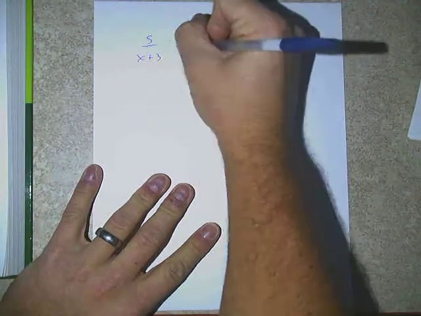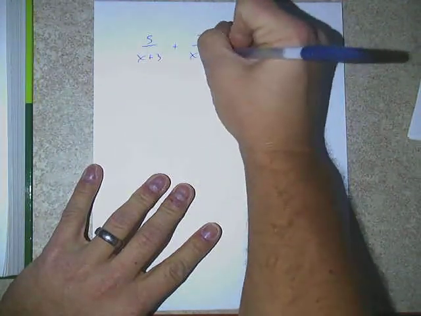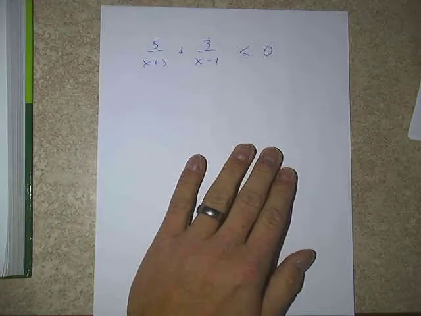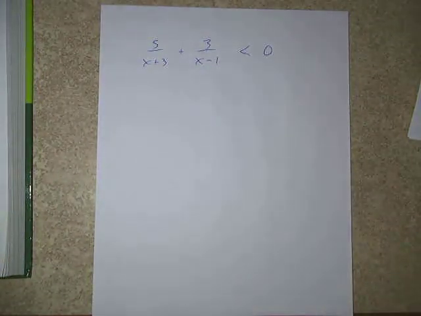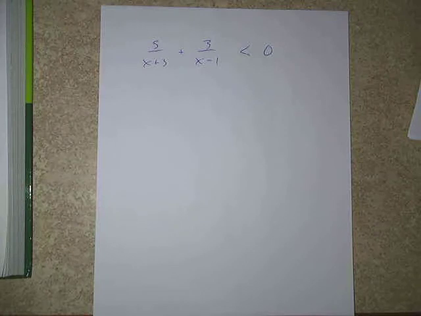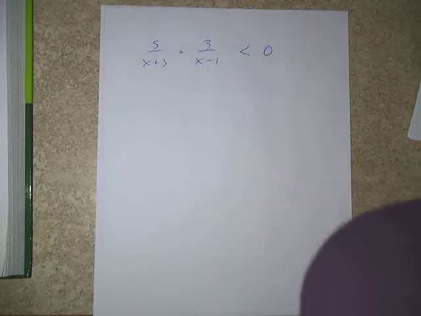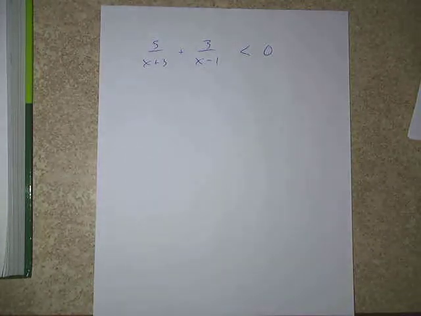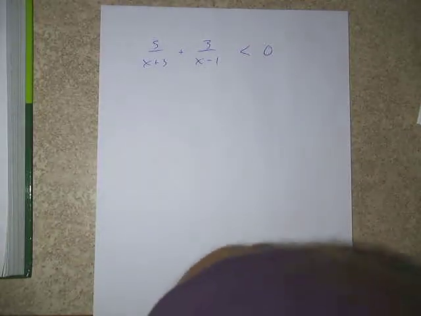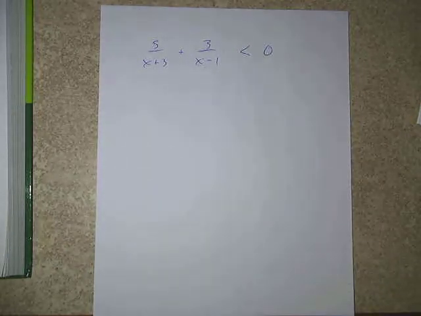There is another inequality that's presented there that I want to look at the algebra involved in solving. You notice that it's a rational inequality similar to the one that we had before. The biggest difference though is that we have essentially two rational functions that are added together, and we want to know when that's less than 0.